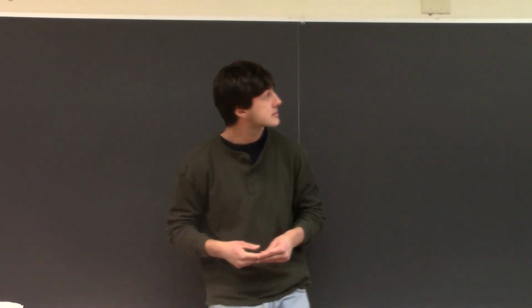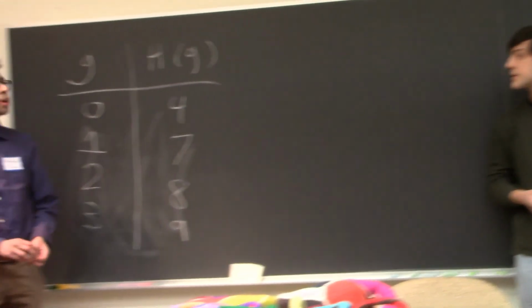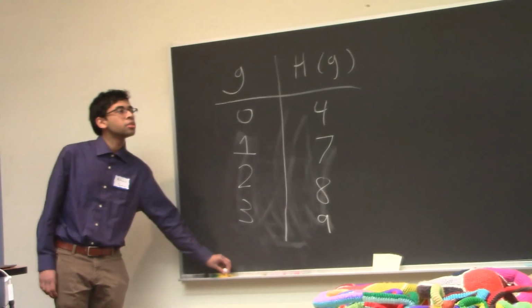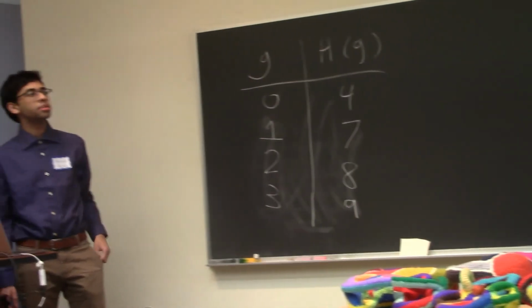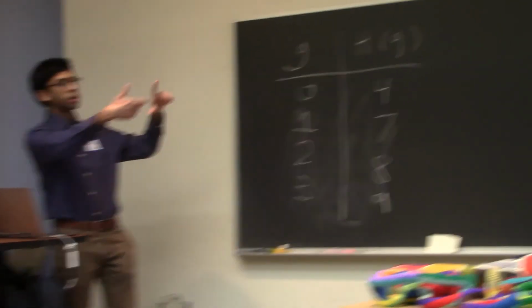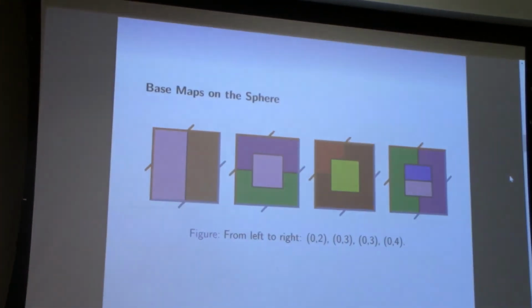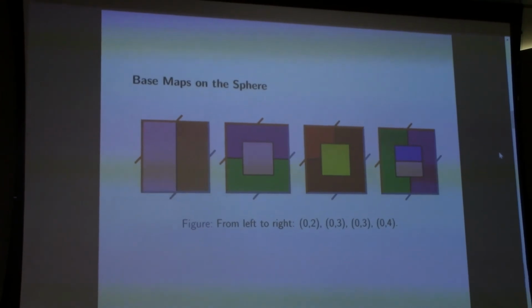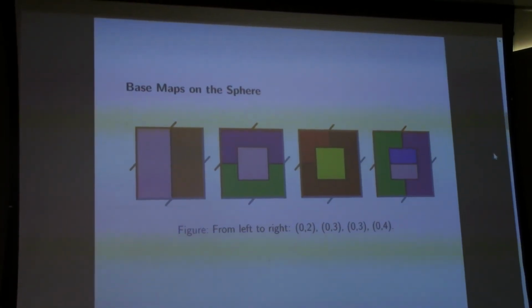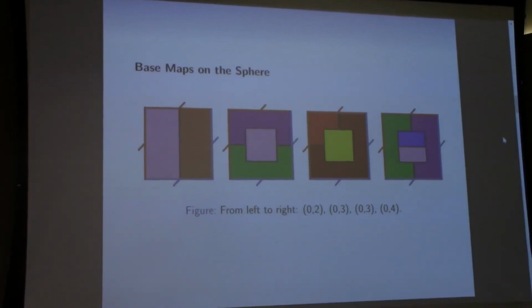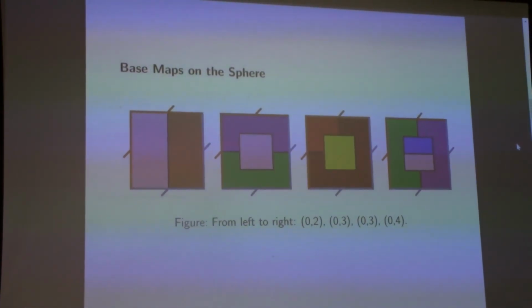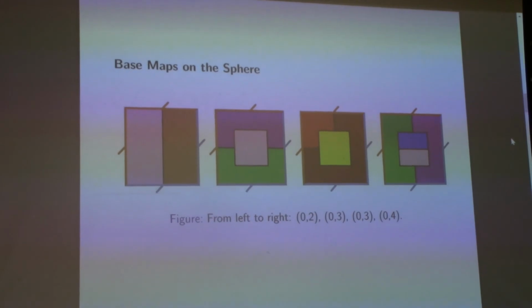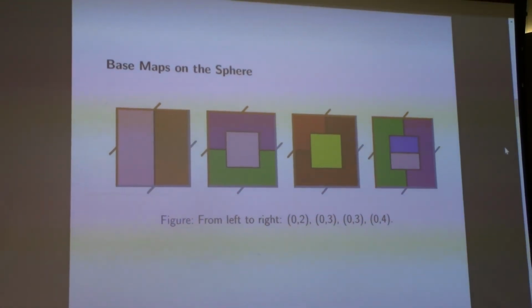So we can talk about base maps on the sphere. So here we have 4 different maps on the sphere. So the way you read these maps is you have a square, and then you identify sides according to which way the arrows are shown. So the left is a sphere with 2 colors. The middle left is a sphere with 3 colors, and so is the middle right. And then the right one is a sphere with 4 colors.